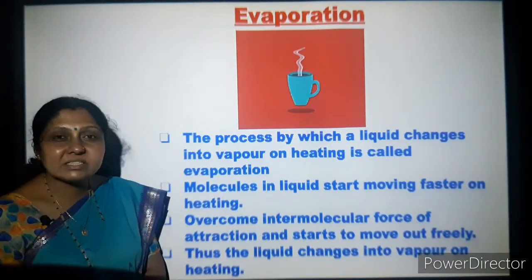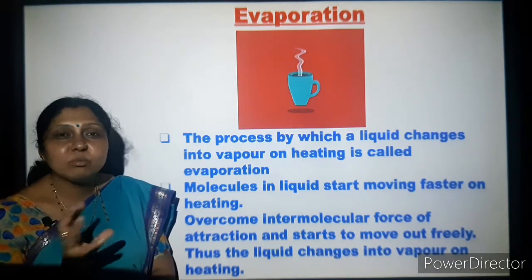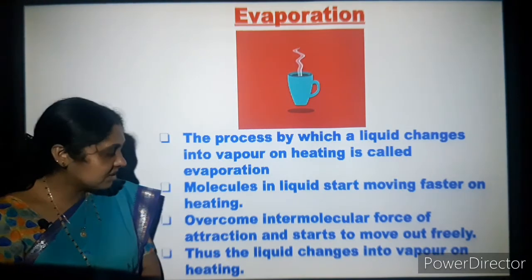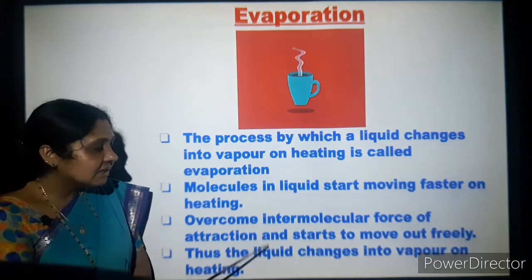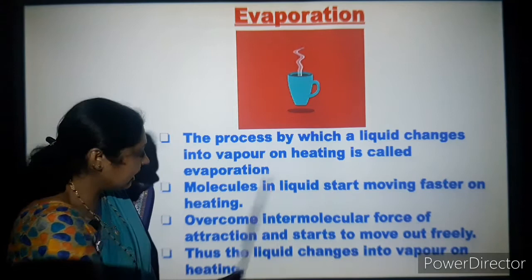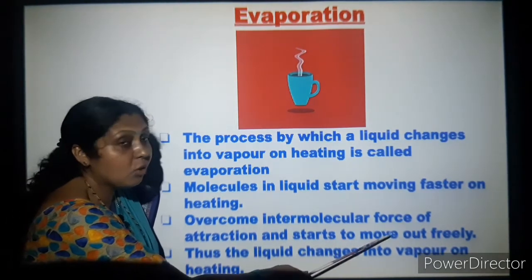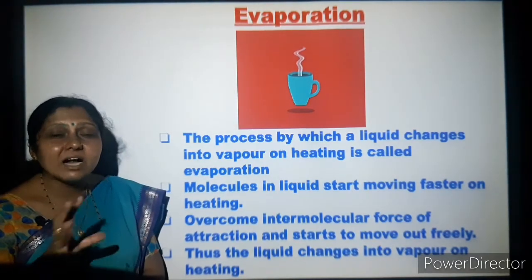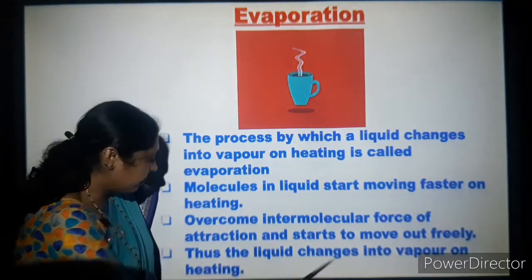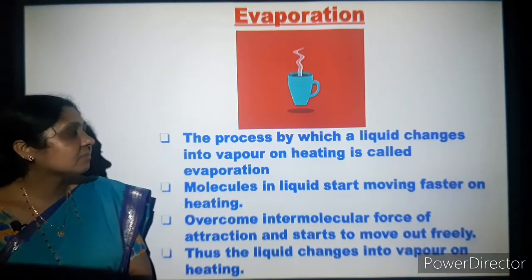So, here also molecules in a liquid start moving faster on heating. Even in liquids, when heating takes place, molecules start moving faster and they overcome the intermolecular force of attraction and start to move out freely. Thus, the liquid changes into vapor on heating. So, thus the change of state occurs.